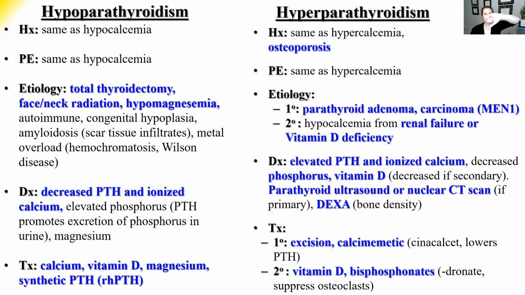Parathyroid hormone promotes the excretion of phosphorus in the urine. So if you don't have enough of it, then you're holding on to that. You also want to look at your magnesium levels, because remember, low levels of magnesium can cause hypoparathyroidism. We want to treat this with replacement of calcium levels, vitamin D supplementation, magnesium supplementation if it's needed, and then synthetic parathyroid hormone. So recombinant human PTH is what that's called.